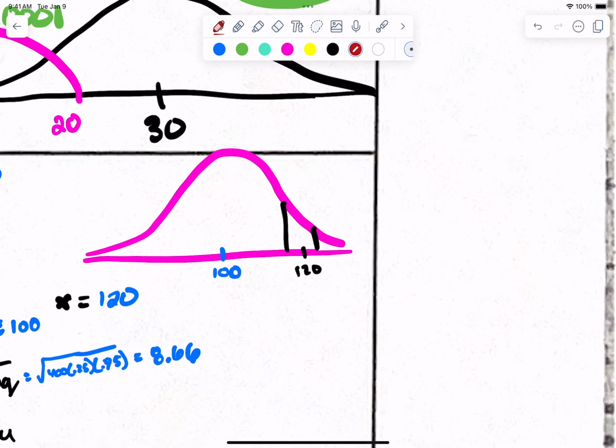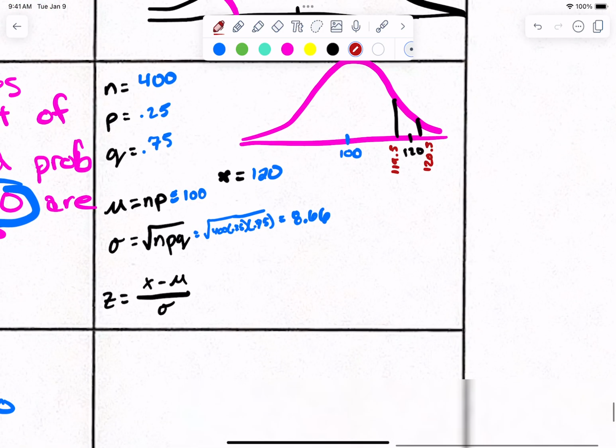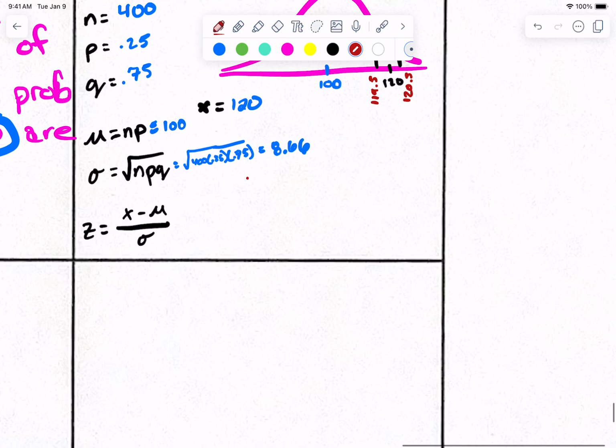The first one on the left side, 119.5, and the other one, 120.5. Then we have to do 2 z-scores, right? Yeah. Okay. So first z-score, I'm going to do 1 there and 1 there.